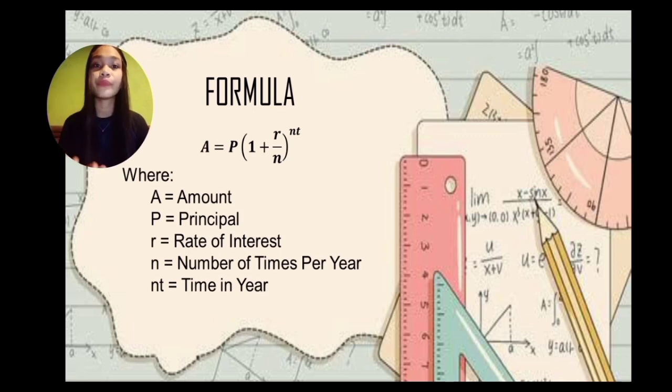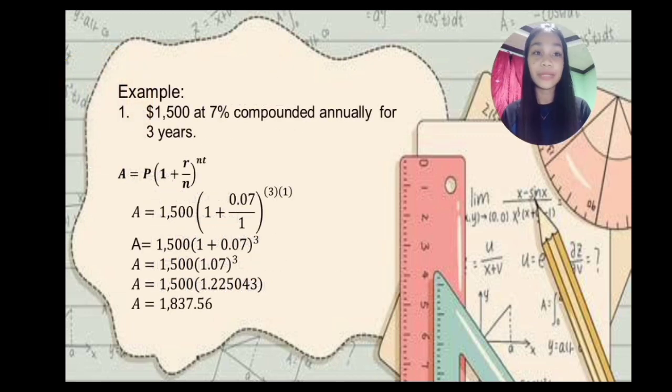Our formula is A equals P multiplied by (1 plus r divided by n) to the power of nt. A is our amount, P is our principal, r is the rate of interest, n is the number of times per year, and nt is our time in years. Okay, let's have some examples.